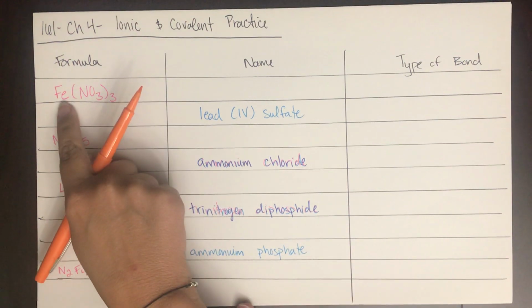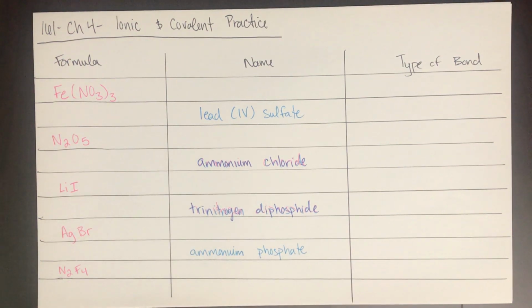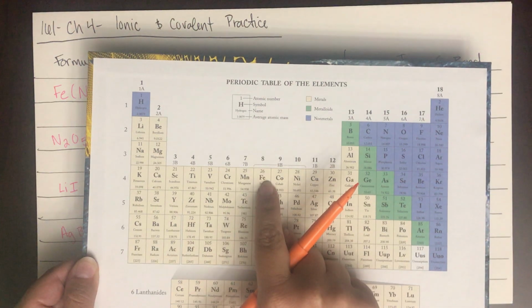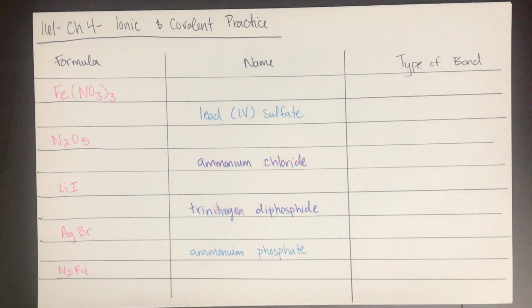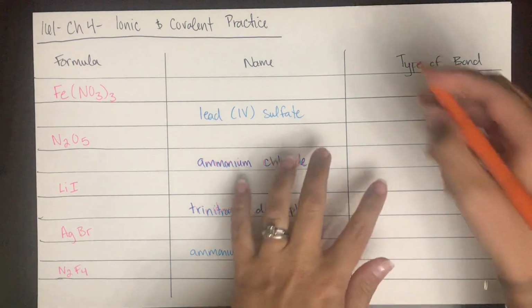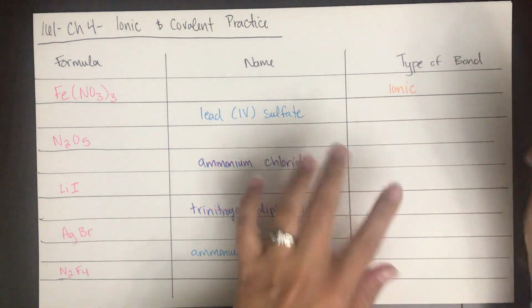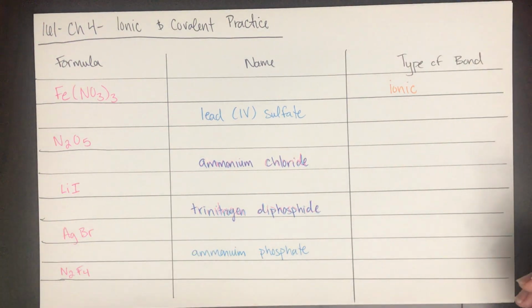So here I have Fe, which I know is iron, and then I have NO3, which I know is one of my polyatomic ions. Anything that has a polyatomic ion in it, just from the name ion, that means it's ionic. But also, iron here is a metal. So I have a positively charged metal and a negatively charged polyatomic ion. So this is an ionic bond. So that means we're going to use all the rules for ionic bonds.